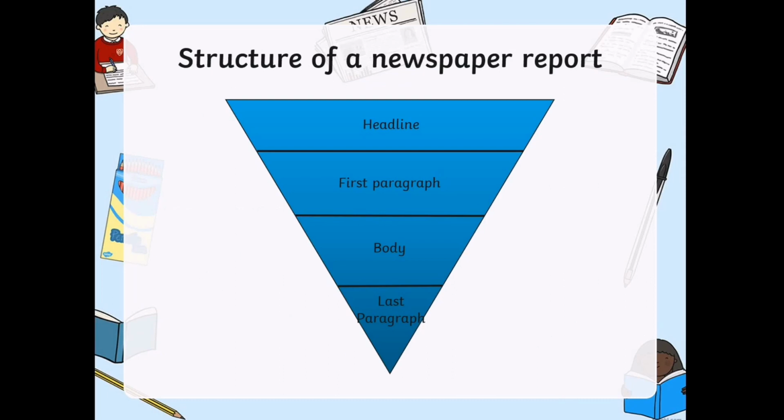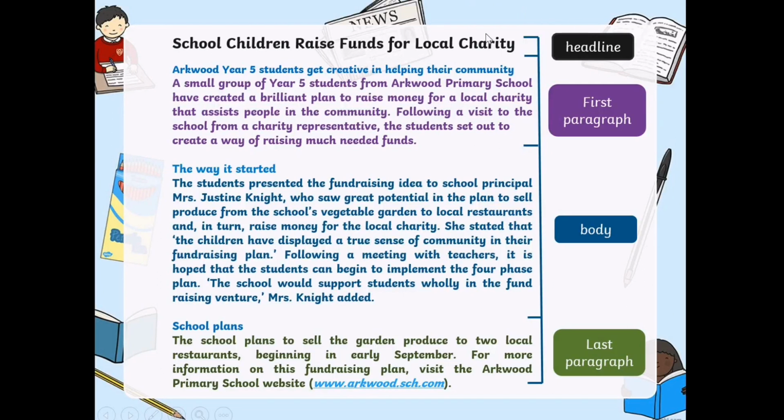The structure of a news report goes like this. First we have headline, and then first paragraph, body, and the last paragraph. We have the headline in black, the first paragraph in purple, the body in dark blue, and the last paragraph in green. You might wonder about these group of words written in the beginning of the paragraphs. We will be talking about them in detail in the features of a newspaper report, so don't worry about that.